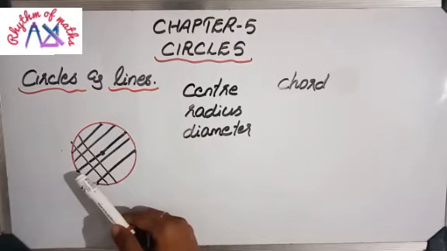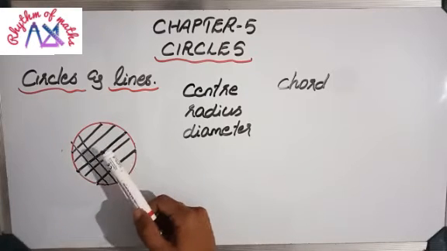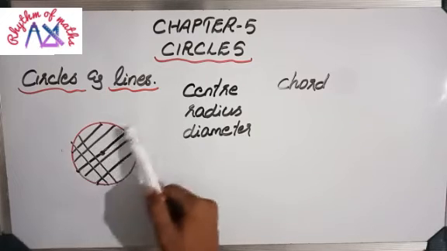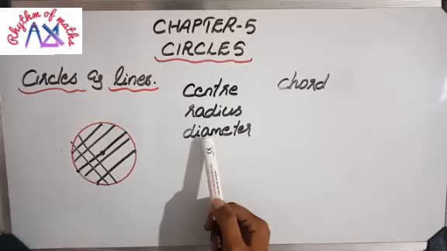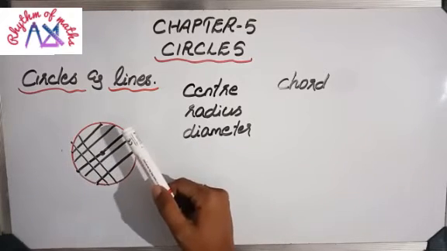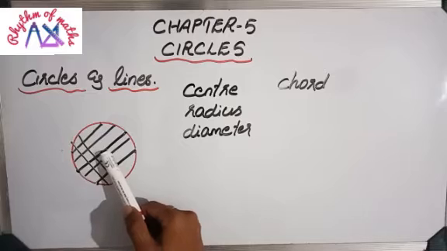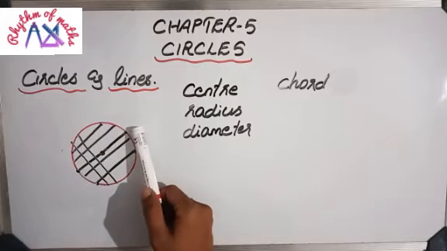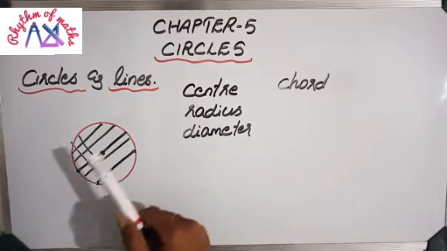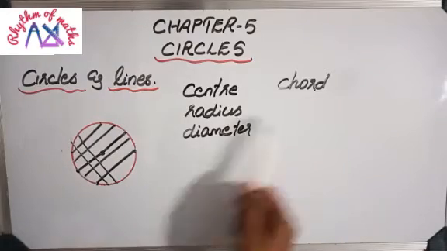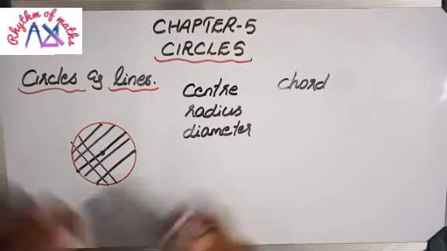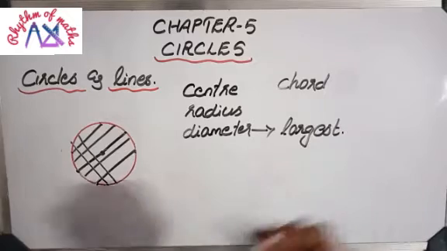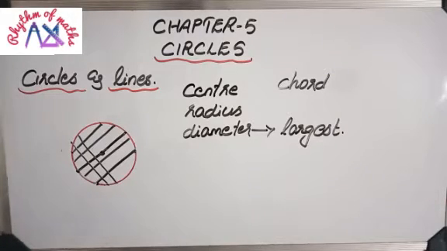Now my question is, is diameter a chord? What do you mean by diameter? Diameter means a line joining two points, but it must go through the center. By joining two points through the center, that is known as diameter. For diameter also, the end points are touching the circle, on the circle. That means this line is also a chord. Diameter is also a chord. One more speciality is there for diameter: diameter is the largest chord of the circle.